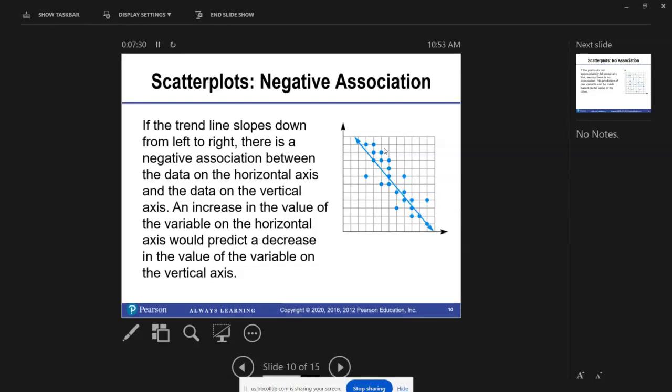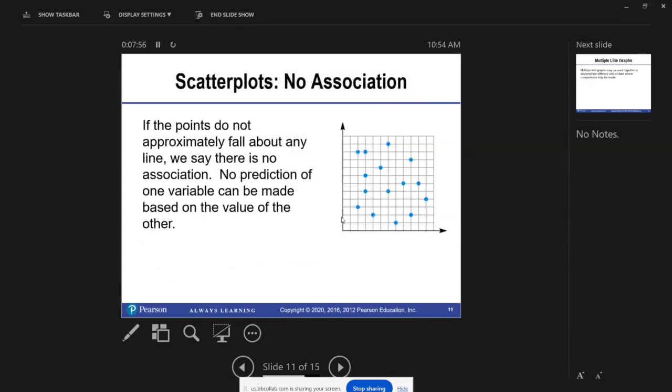When all of your points are clustered to where they go down, and it looks like your trend line would be going down, then your trend line will now have a negative slope, and we say that scatter plot has a negative association. That just means that an increase in the value of the variable on the horizontal axis will predict a decrease in the value on the vertical axis.